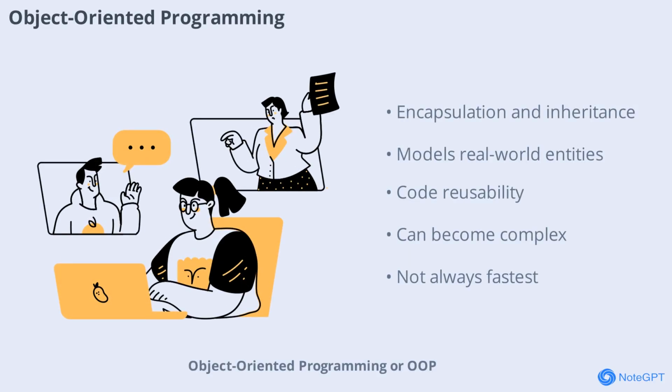Object-oriented programming, or OOP, is a paradigm where objects are the central elements. In Python, objects are instances of classes, and they bundle together data and the methods that operate on that data. This approach supports key concepts like encapsulation, which keeps data safe within objects, and inheritance, which allows code reuse by letting new classes build upon existing ones. OOP is great for modeling real-world entities and relationships, making your code more intuitive and organized.